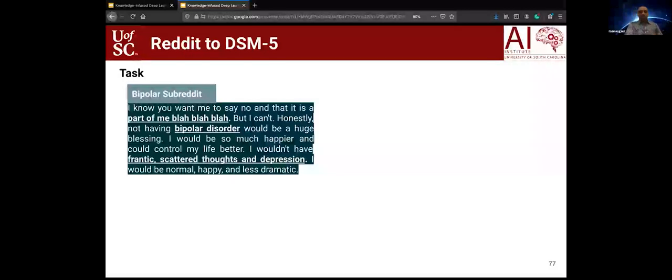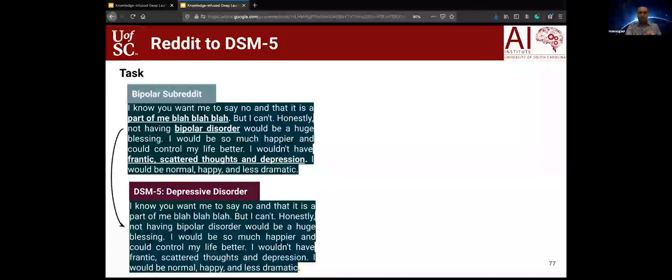Now, how does it happen? Let's keep it a task of the bipolar subreddit, where there is this example of a person, and the model highlights the words for which it was able to find some similarity in the graph. The task of the model is to find the best DSM-5 categories that would be more appropriate for this text. That happens because the words underlined in the bipolar text are actually described in a depression-related graph. So they actually have some similarities.